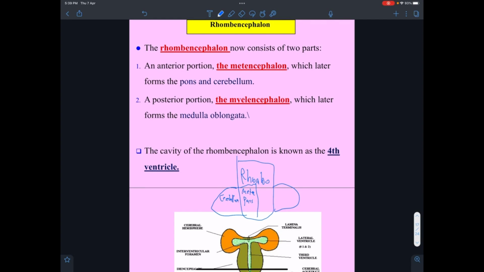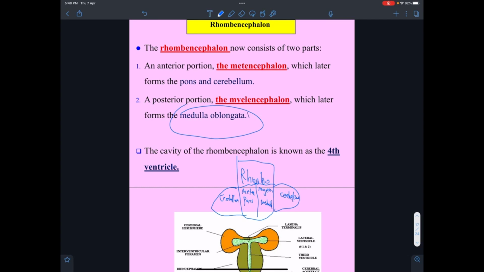And the other posterior portion, the myelencephalon, is going to give you what? If one is going to give you the midbrain, and one is going to give you the pons and cerebellum, what does the myelencephalon give you? Medulla. It's going to give you the medulla oblongata, all right? So eventually, throughout development, the metencephalon is going to give you the pons and the cerebellum from the back, and the myelencephalon is going to give you the medulla oblongata.